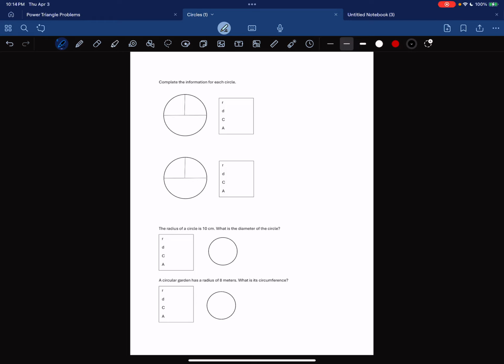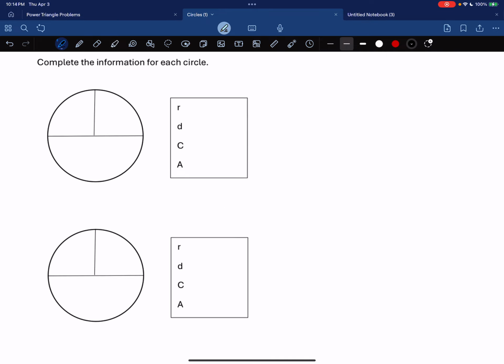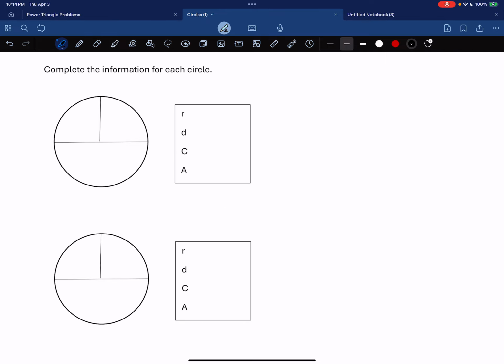We're taking a look at some circles and parts of circles, formulas with circles, and I have given you a picture of a circle and then four variables or measurements that relate to circles. So I want to first of all go through what these letters mean, and then we'll practice finding each of these.